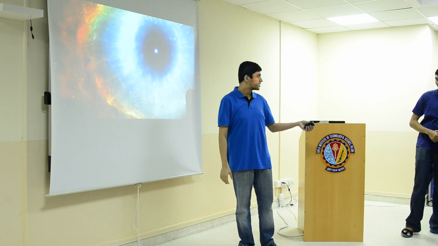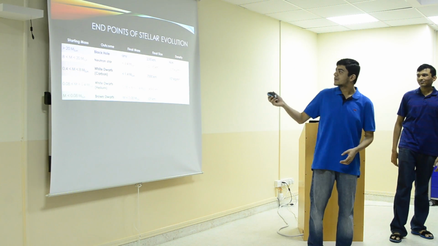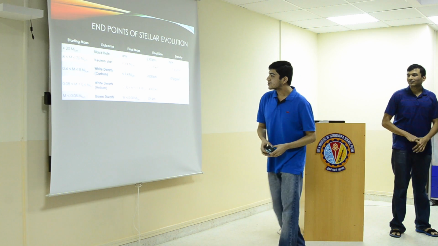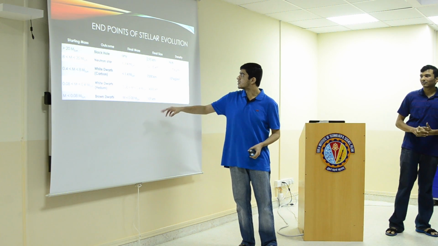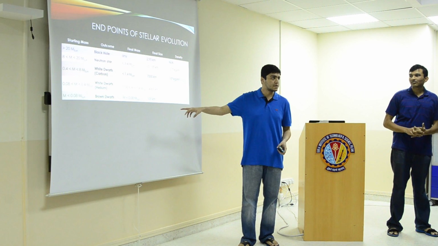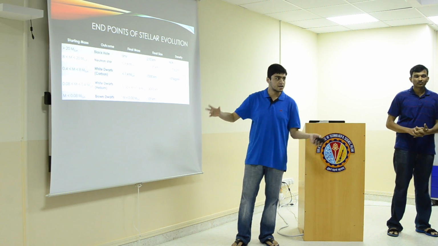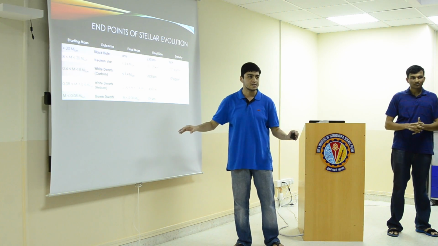Okay, now Arun will cover the remaining. So here's a table summarizing things. Less than 0.08 solar masses, brown dwarf. The final size will be 10 to the power 5 kilometers. I mean, they're not stars. They're never going to fuse anything.